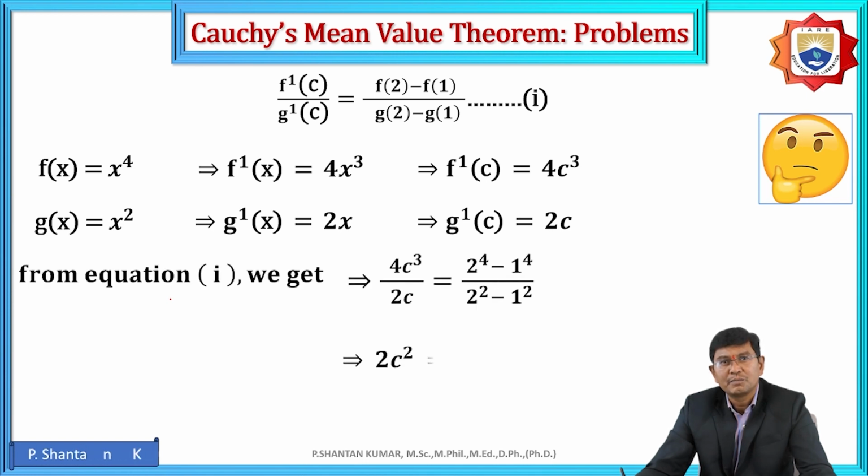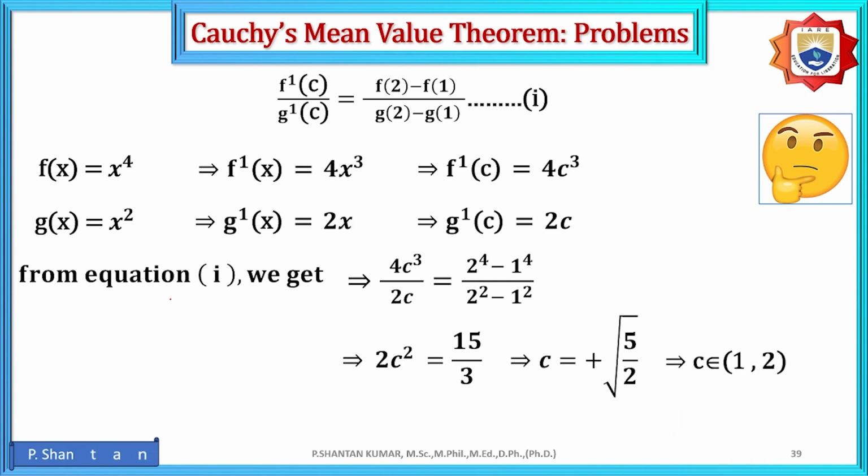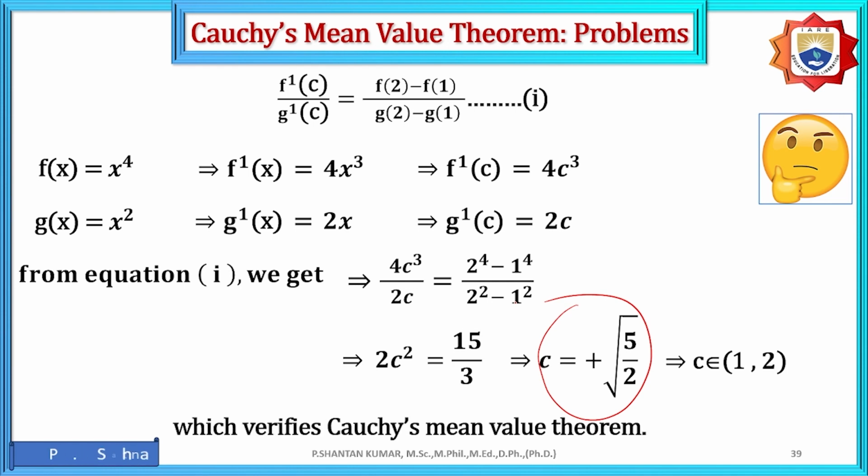2 power 4 minus 1 power 4. Here the value is c equal to plus or minus root of 4. That means the value is between 1 comma 2. Here it is a negative value, which is not applicable because the limits given are 1 comma 2, so only positive values are allowed. Therefore, under this condition, only the positive value root of 5 by 2 lies in between 1 comma 2. Cauchy's mean value.